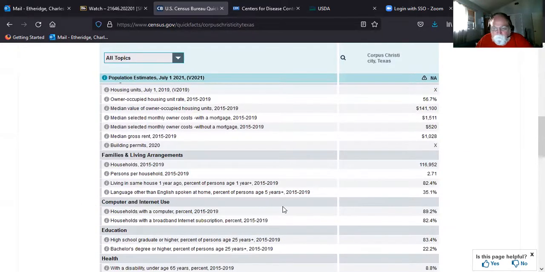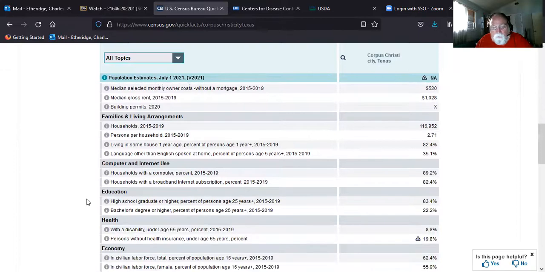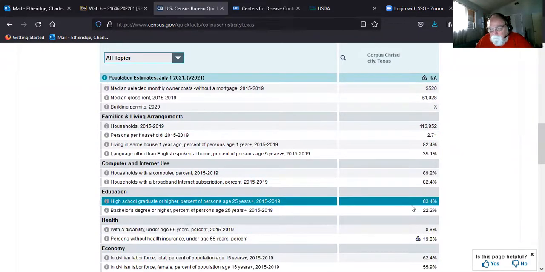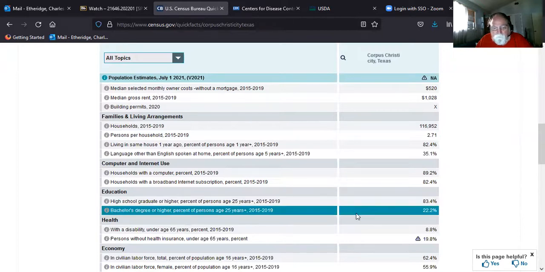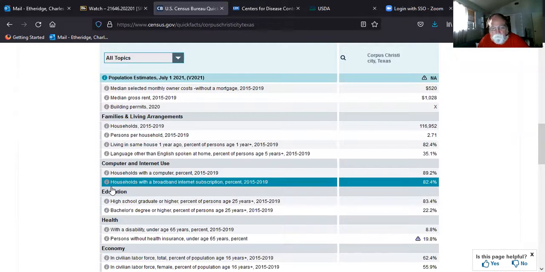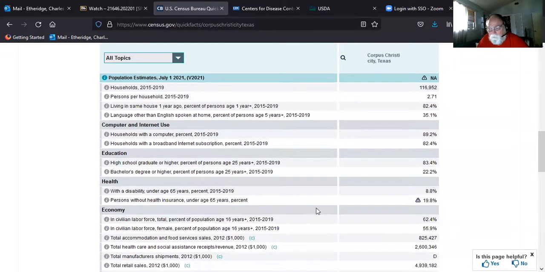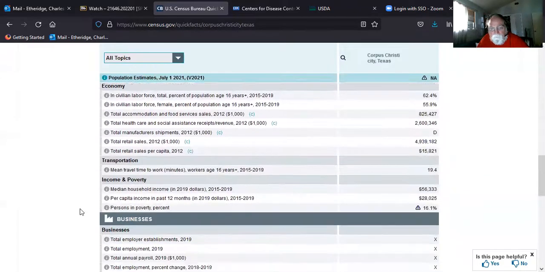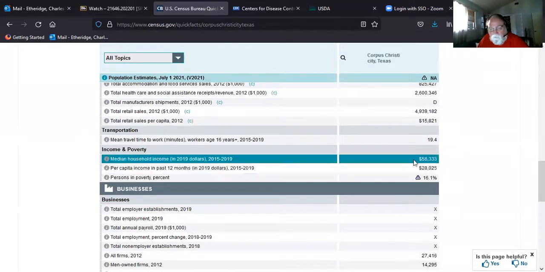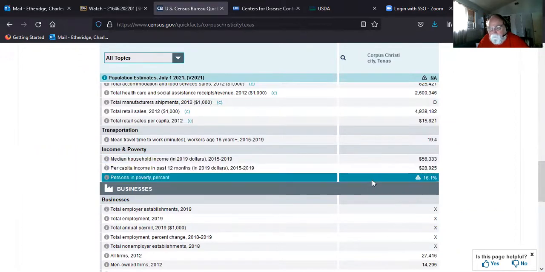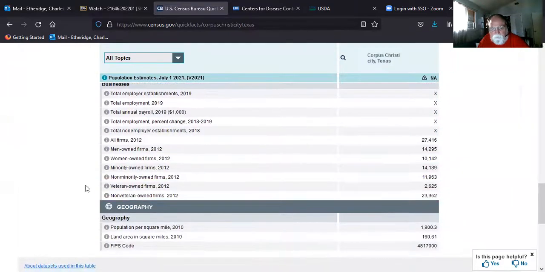Computer and internet use. Does this mean a lot? I don't know. But education. So just remember these numbers. About 83% of people finish high school, 22% of people have a bachelor's. Again, we're going to talk about income and educational attainment as well. About 20% of people are disabled. Let's look at some other things as well. Income and poverty. You've got the 56,000 median household income, 16% of people in poverty. Let's see if we can get other data here.